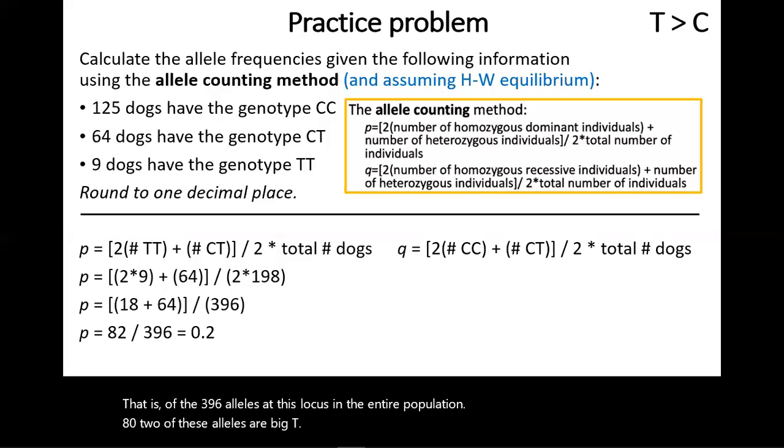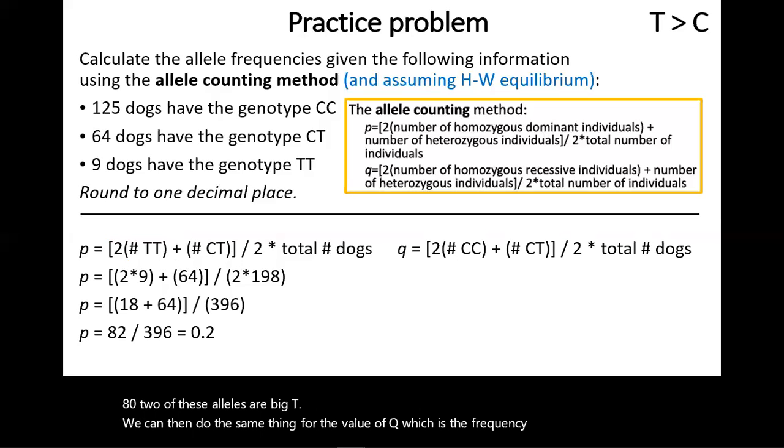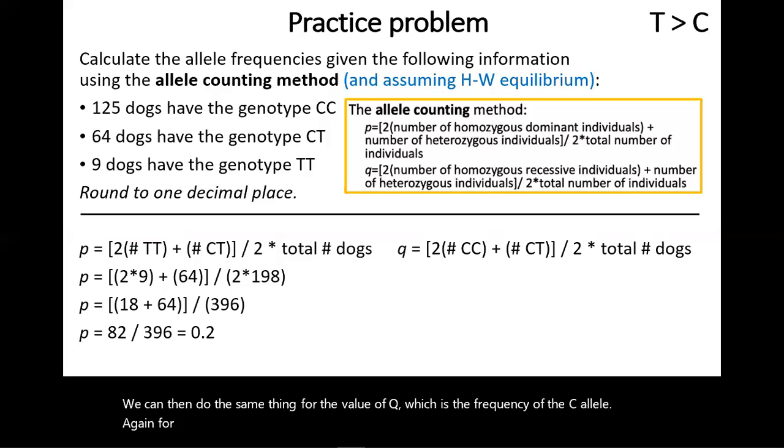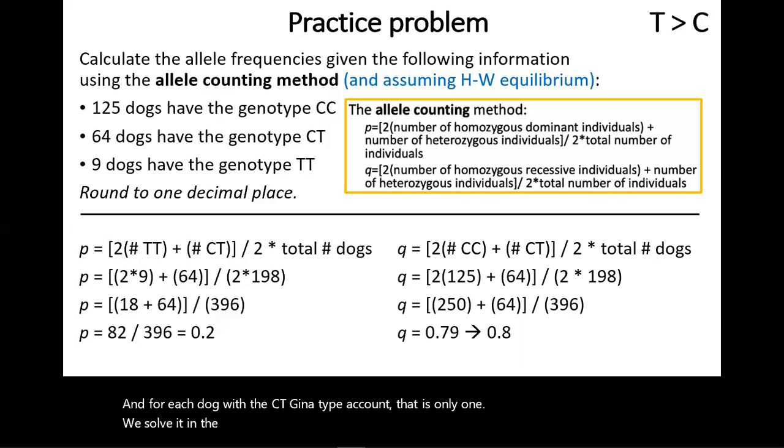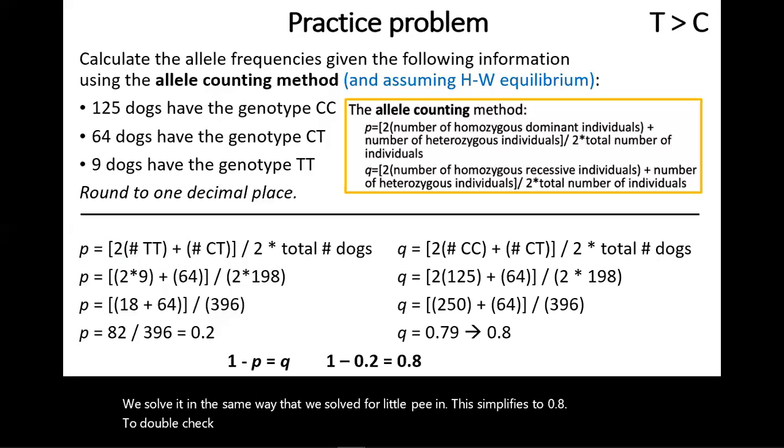We can then do the same thing for the value of q, which is the frequency of the C allele. Again, for each dog with the CC genotype, we count that as 2 alleles. And for each dog with the CT genotype, we count that as only 1. We solve it in the same way that we solved for little p, and this simplifies to 0.8. To double check our work, we know that 1 minus p equals q, and 1 minus 0.2 equals 0.8. So we can be confident in this answer.